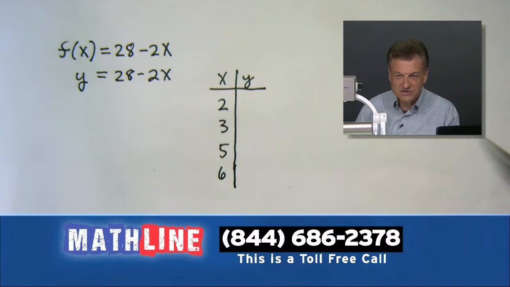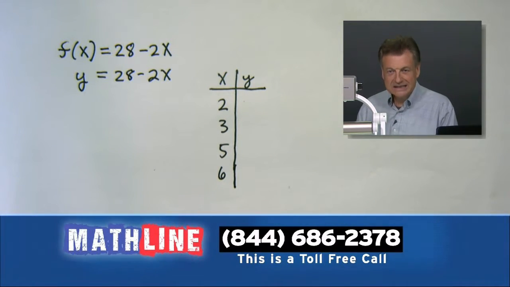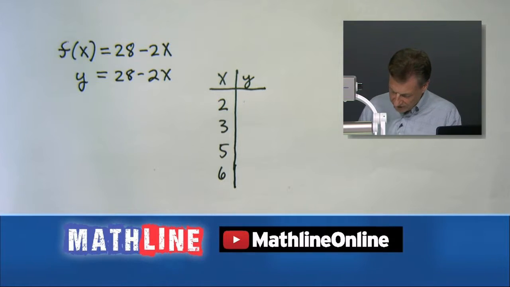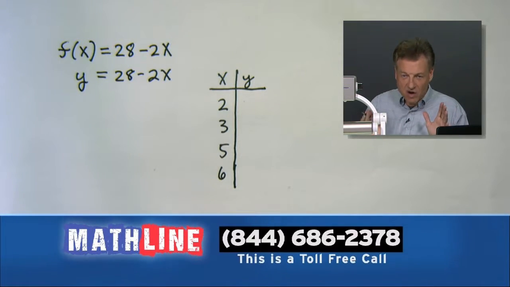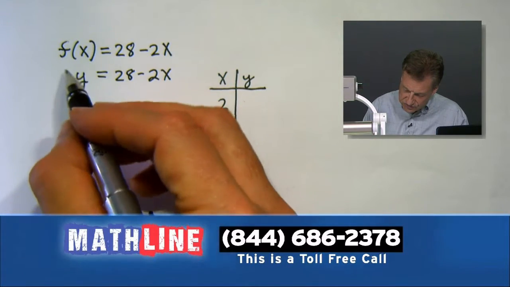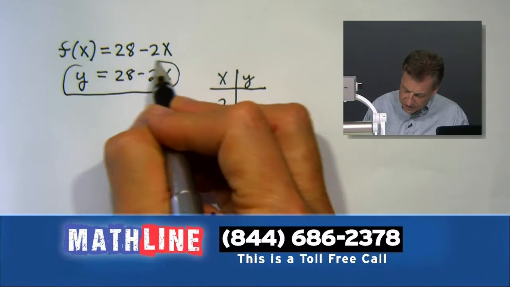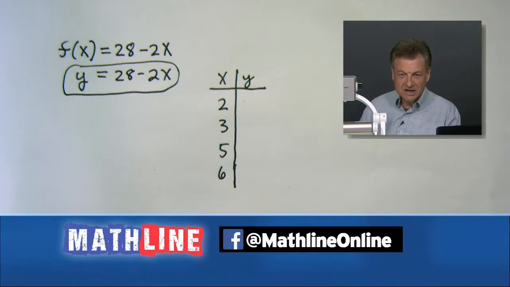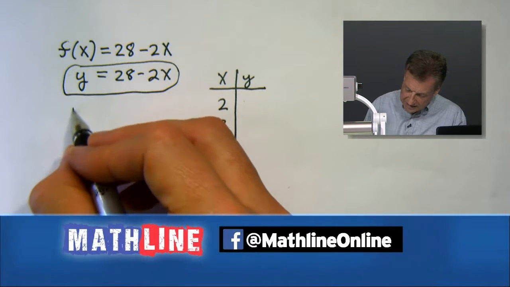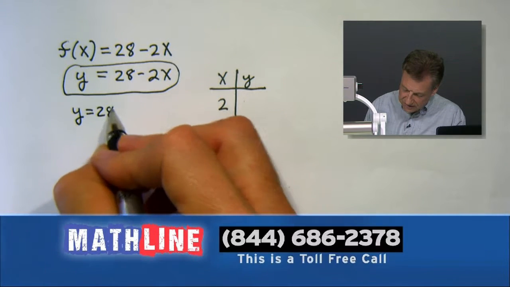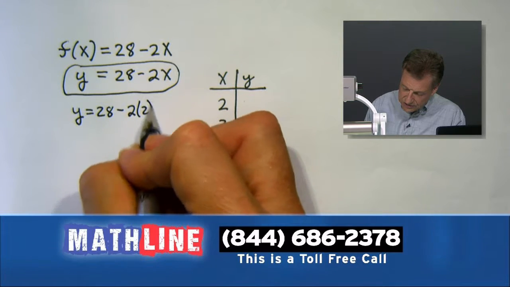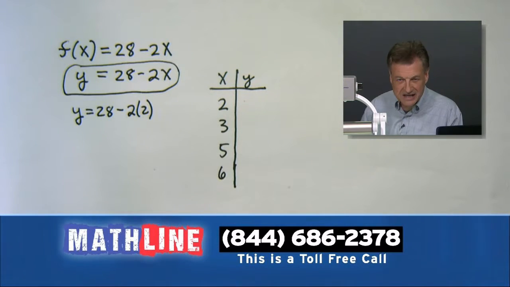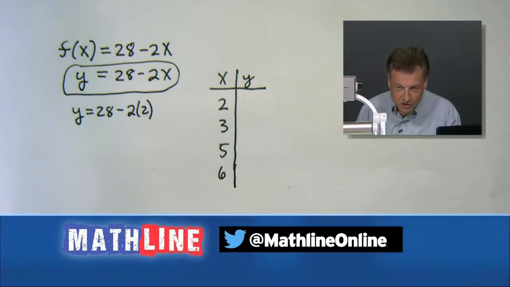So, four different possible situations here. Let's see what's going to happen with these. Since you've given me y equals, I'm going to use this approach right here. The first thing we're going to do is say y equals 28 minus 2, and we're going to put in a 2 for x. Does that make sense? Does that sound like what your teacher has been telling you to do?